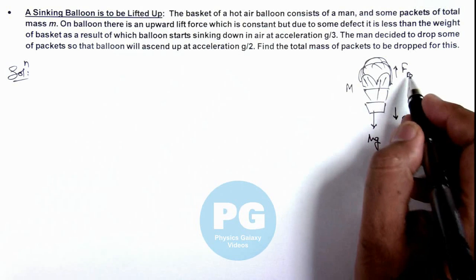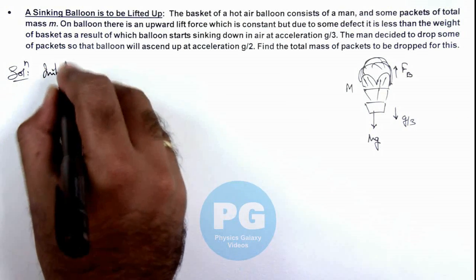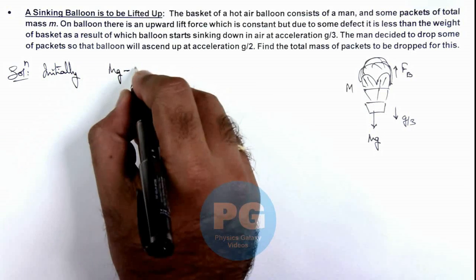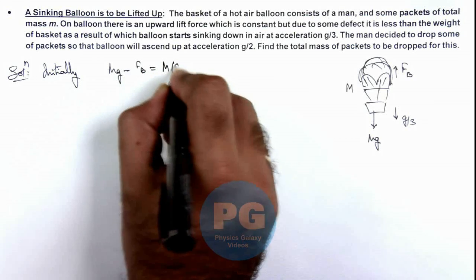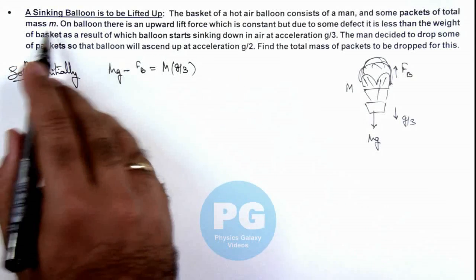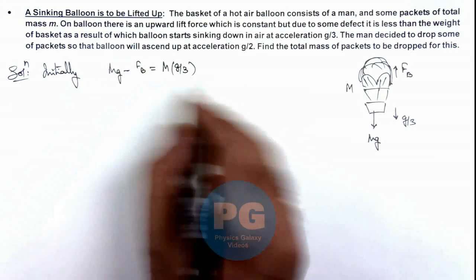So here as Fb is less, here we can write initially mg minus the buoyant force is equal to m multiplied by g/3. Here we are given that the total mass initially is m. I have taken it as capital M, but that's fine, just to understand.